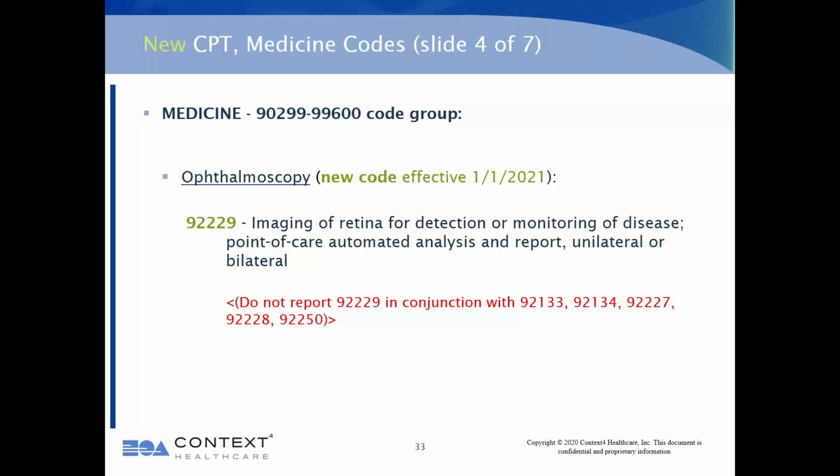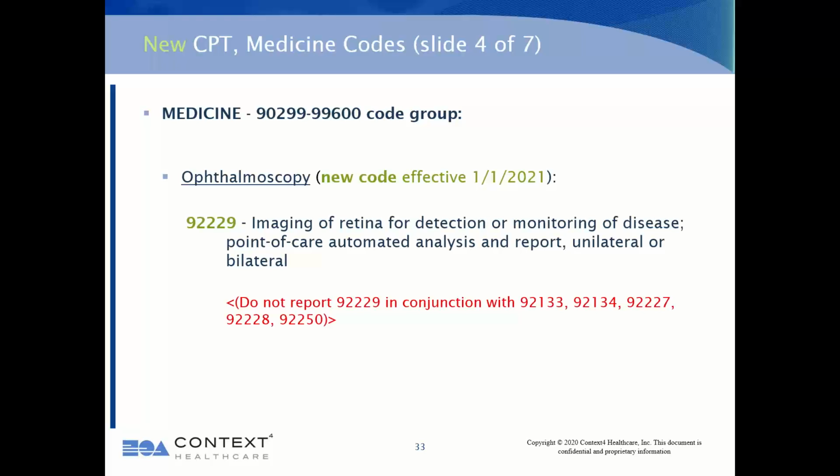So back to the medicine section. This new code, along with the revision of established codes 92227 and 92228, will now provide more definitive code options to report remote or automated analysis of imaging of retina for detection or monitoring of disease. Established code 92227 is for when this is done by remote clinical staff, and 92228 is for when this is done by remote physician or qualified healthcare professional. And this new code, 92229, is for point-of-care automated analysis and report.